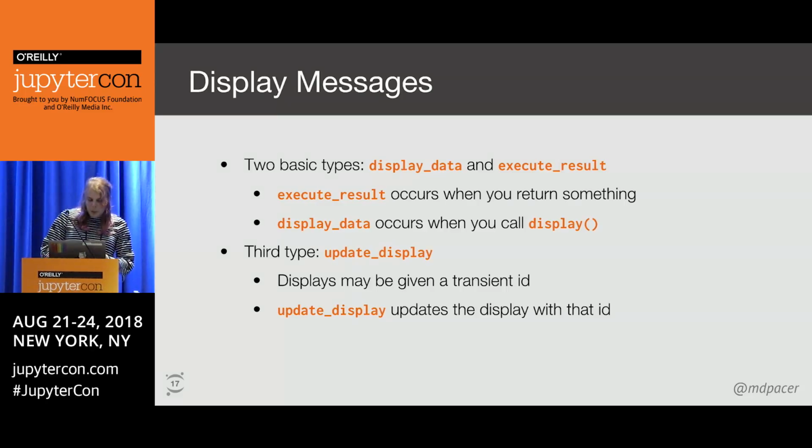There is a third type of display message, though, messages that are changing what we're displaying through this display mechanism that I've been talking about, and that's the update display message. This happens because displays can be given a transient ID, that is an ID that won't be stored to the actual notebook data structure on disk, but it will be available in memory. So you can keep track of that ID, and then you have these messages that allow you to go back and change the content of the display associated with that ID.